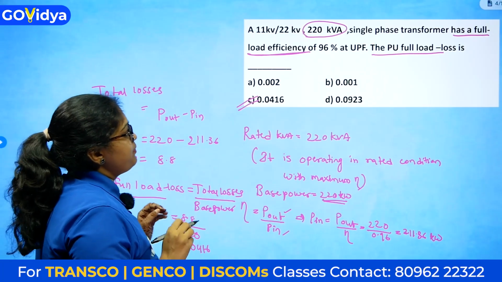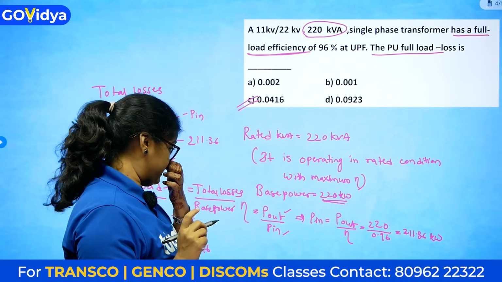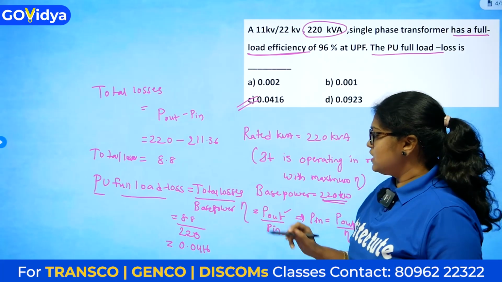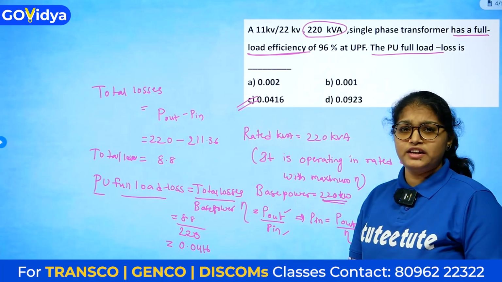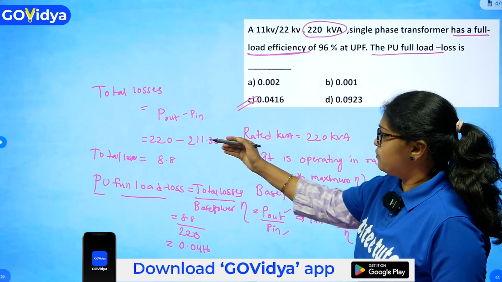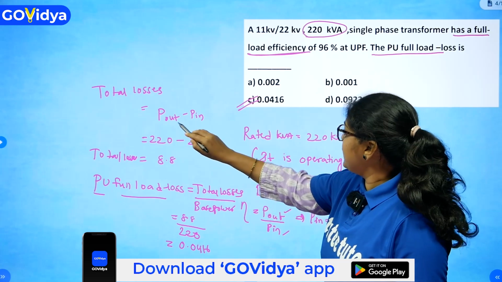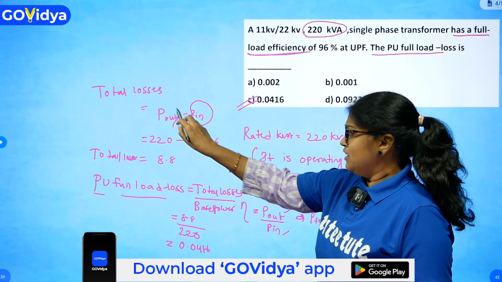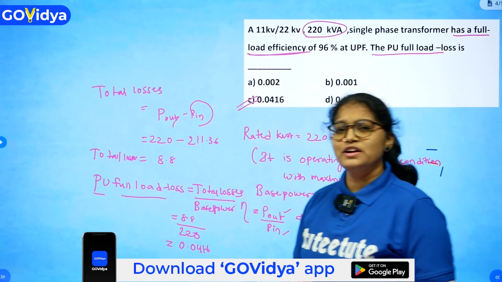So based on the problem, we have to take the information. Clear? The formula for the per unit full load loss is the total losses by base power. In the question they didn't mention any losses, but from the given data we have found the losses. They have given the P out and we have found the P in, and we have found the total losses. So clear? Let's move to the next question.